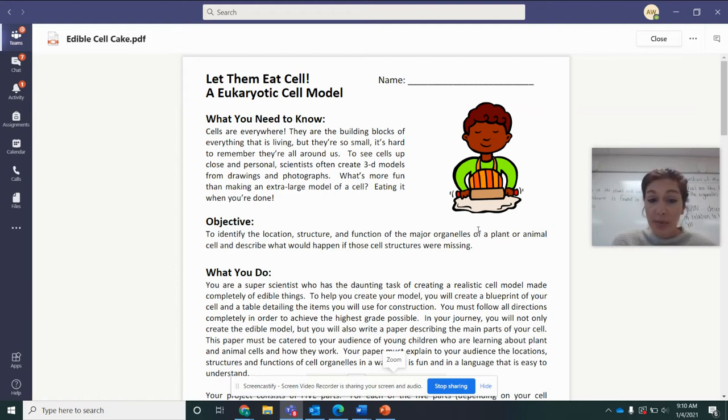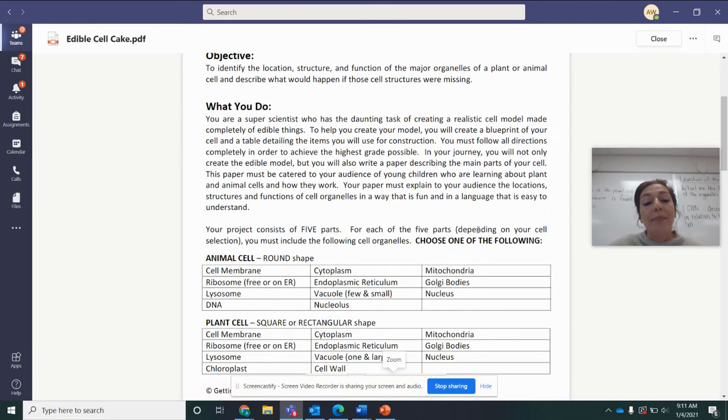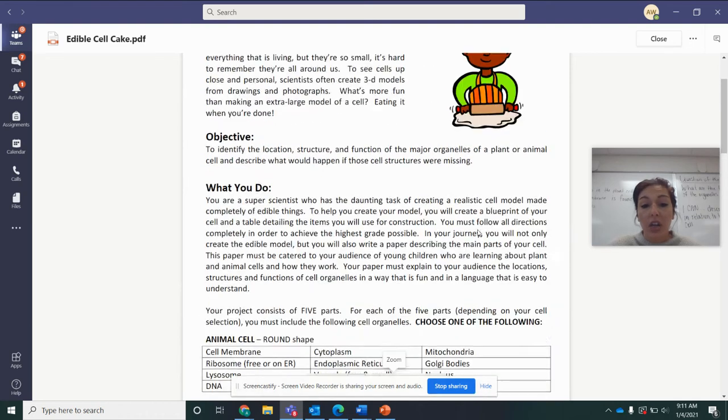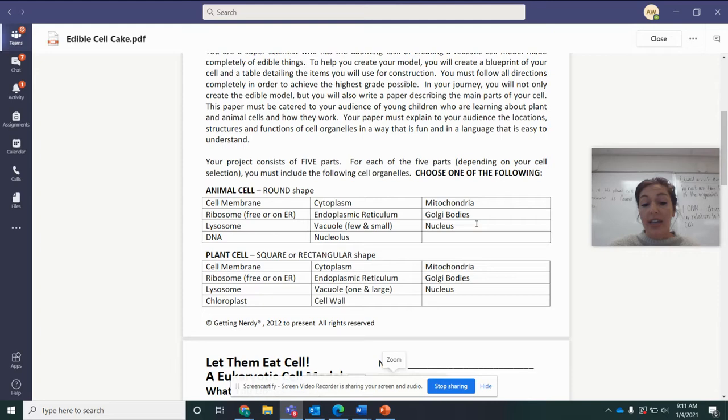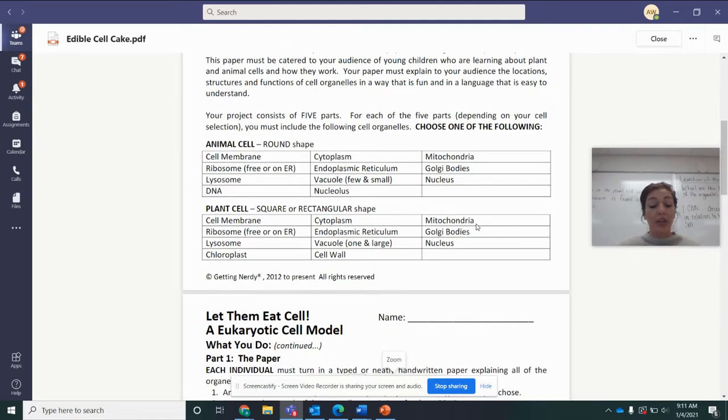If you will remember, before we went on break, we took a quiz labeling our plant and animal cells. Now we are going to start our project, and the kids in class are doing this exact same thing. I'm going to post this document that I'm showing you right now in the general channel. I'm going to give you step-by-step instructions, okay? The first step is figuring out if you are doing an animal cell or plant cell.